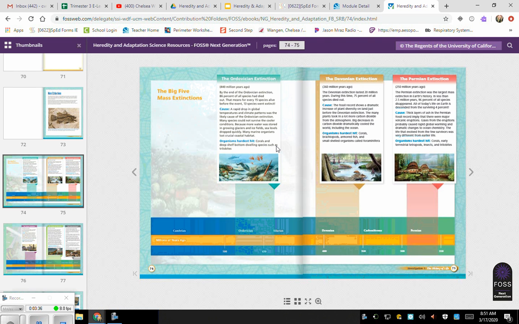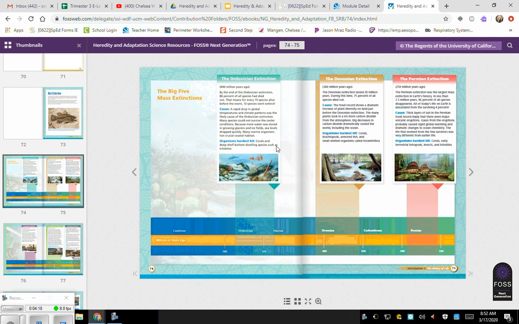Now, if you flip to the next page, you'll see there in the gold, there is another extinction that happened, the Devonian. The Devonian extinction lasted about 20 million years. So essentially, the event lasted that long. During this time, 75% of all the species died out. The cause of this is that the fossil record shows a dramatic increase of plant diversity on the land just before the Devonian extinction. The many plants took a lot of carbon dioxide from the atmosphere, and the big decrease in carbon dioxide dramatically cooled the world, including the ocean.